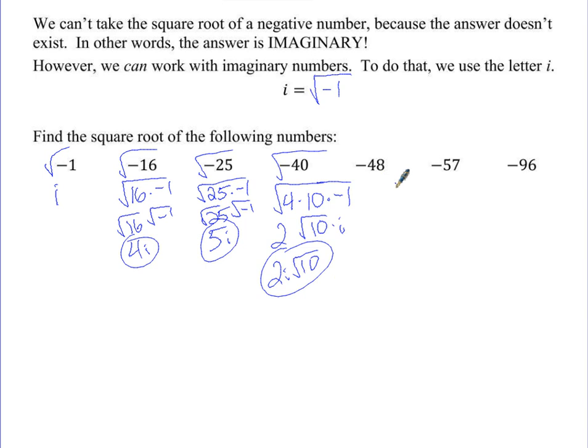Square root of negative 48, what do I do? 3 times 16 times negative 1. So the square root of 16 times 3 times negative 1. 4i root 3.